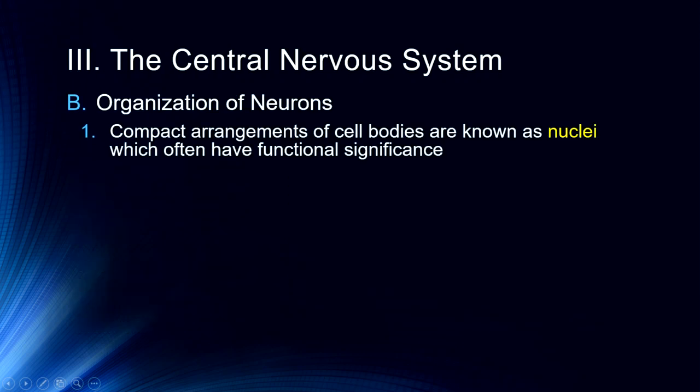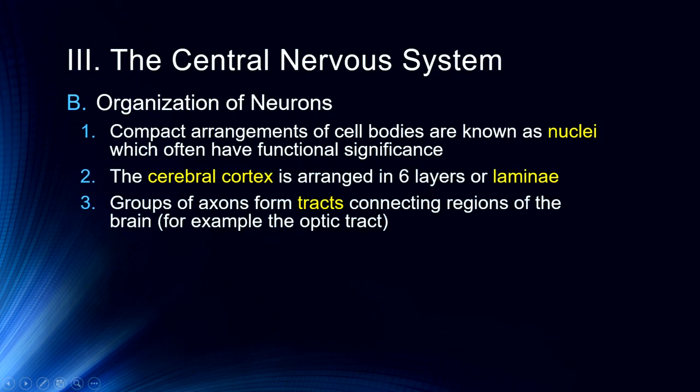That gets us into organizations of neurons throughout the brain. There are compact arrangements of cell bodies, which we call nuclei, and they often have functional significance. For example, we'll talk a great deal about the lateral geniculate nucleus in the thalamus, which is the first stop-off for visual processing after neurons leave the eye. We'll talk about the medial geniculate nucleus, which is involved in hearing. The cerebral cortex then is arranged in 6 layers, or laminae as they are often called. These layers of neurons have very important functional properties. For example, the 4th layer is often the input layer into an area.